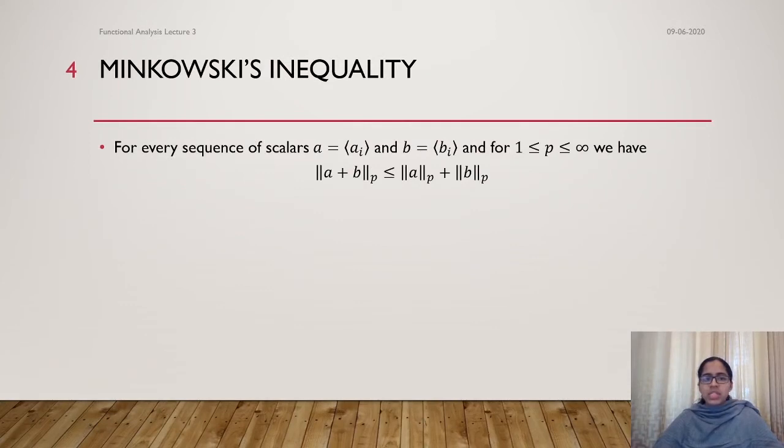Now what does the Minkowski's inequality state? Minkowski's inequality states that for every sequence of scalars A equal to sequence Ai and B equal to sequence Bi, and for 1 less than or equal to P less than or equal to infinity, we have norm P of A plus B is less than or equal to norm P of A plus norm P of B. The one thing that we must note in this inequality is that we are using 1 less than or equal to P less than or equal to infinity.